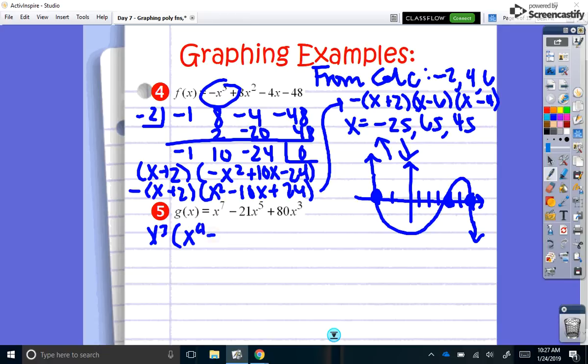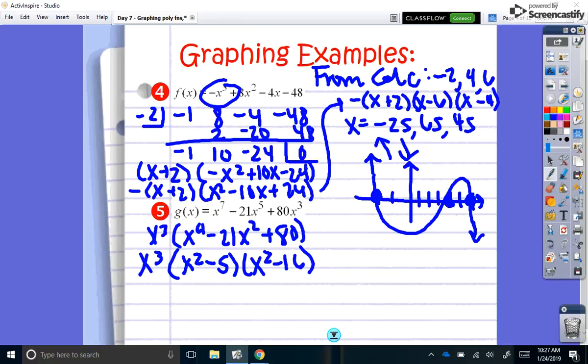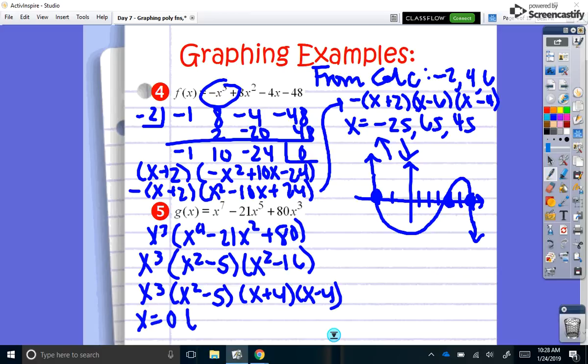So let's take out an x to the 3rd and see if this is a little bit easier. So that will be x to the 4th minus 21x squared plus 80. So I would try to do the AC method here because I know I can do the shortcut. I know that -16 times -5 is 80 and add up to -21. So that's going to be x squared minus 5, x squared minus 16. So this is going to be x to the 3rd, x squared minus 5, x plus 4, x minus 4. Can you see that your solutions are 0, triple, plus or minus the square root of 5, -4, positive 4.